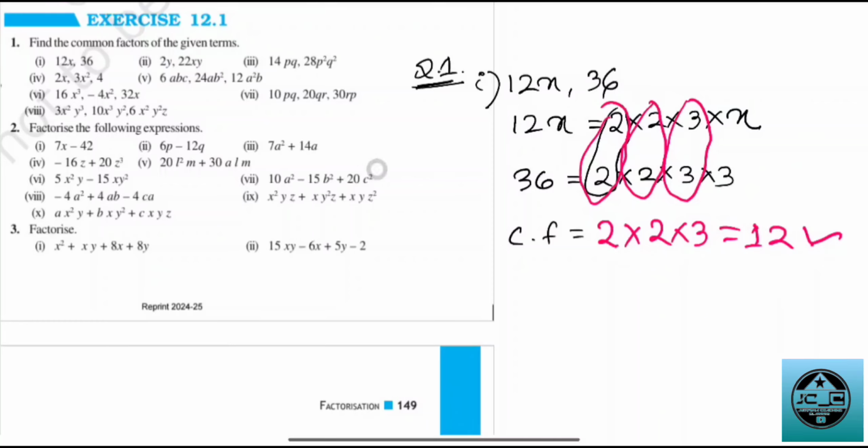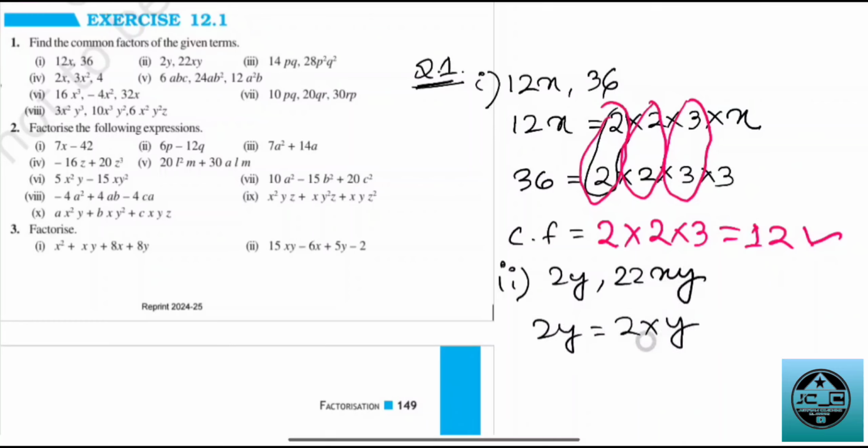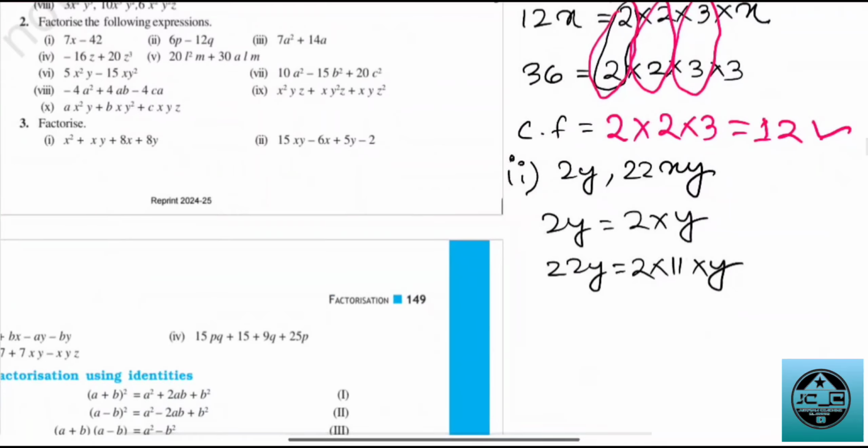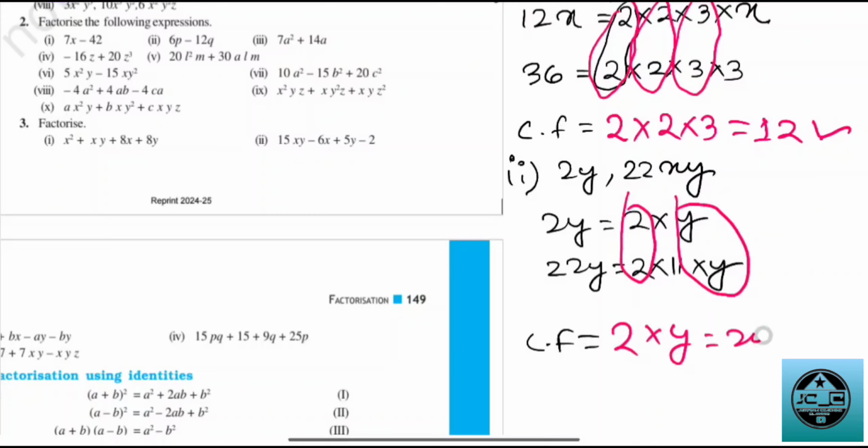The next one, part II, is 2y and 22xy. Let us find the factorization of 2y. 2y is 2 into y. 22xy is 2 into 11 into x into y. So what are the common factors here? The common factors are 2 and y. So the common factor is 2 into y, which is equal to 2y.